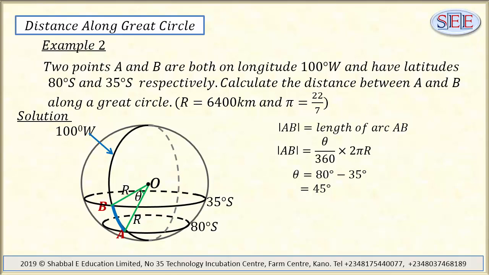So there we can substitute to get the distance AB equals 45 over 360 multiplied by 2, multiplied by 22 over 7, the value of pi given in the question, and multiplied by 6,400, the value of r given in the question. Simplifying this correctly gives 5,028.57 kilometers. That will be the distance between point A and point B along a great circle.